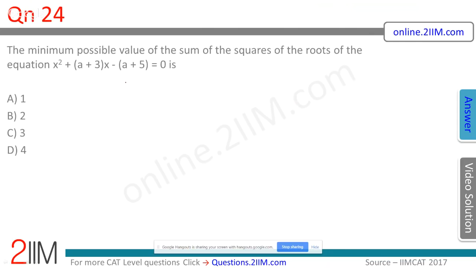This one. Super. Let's see. P and Q are roots of this equation, ax square plus bx plus c equal to 0. For an equation with roots P and Q, P plus Q is minus b by a, and P into Q is c by a.